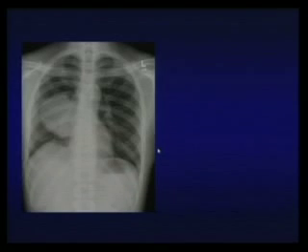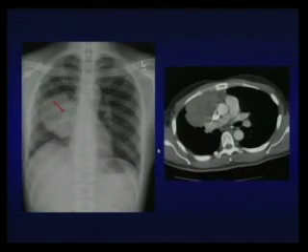Here we have a patient with a large soft tissue mass projecting over the right hilum. But you can see very well the structure, the vessel, in the right hilar region. So for sure, this is not in the hilum, and in this case it was anterior to the hilum in the mediastinum, and this is a case of a thymoma.